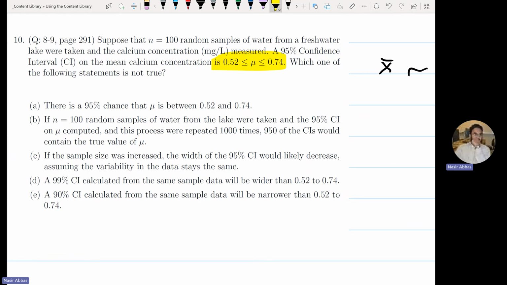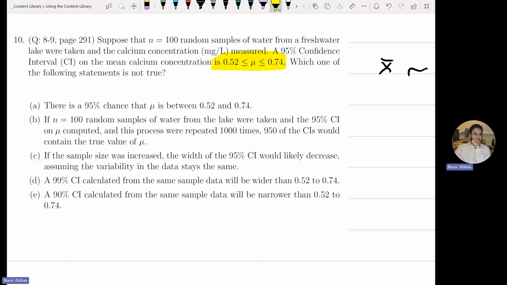If n equals 100 random samples of water from this lake were taken and a 95% confidence interval on mu was computed, and this process was repeated a very large number of times, then around 95% of the confidence intervals will contain the value of mu and 5% will not contain the value of mu. Remember, this is the correct interpretation. We discussed it in chapter 8 that from this population, if you take infinitely many samples, and compute a confidence interval based on each sample, then 95% of those confidence intervals will contain mu and 5% will not contain mu.